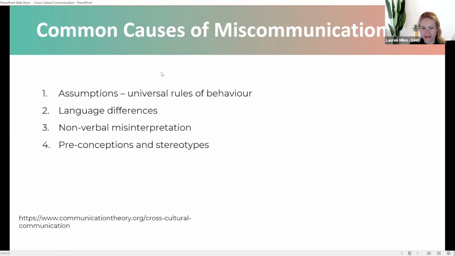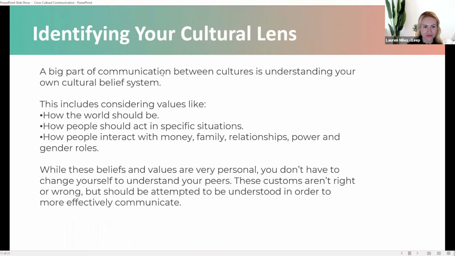So, language differences, which is what everybody related to as well in the question that I asked. Non-verbal misinterpretation is really common as well, and those preconceptions and stereotypes. So I want to spend a lot of time today focusing on how you can identify your cultural lens. This is really important for successful communication, because it's about how you can actually understand your reactions, your views, and how you take in information, how you hear, how you speak and how you communicate generally.